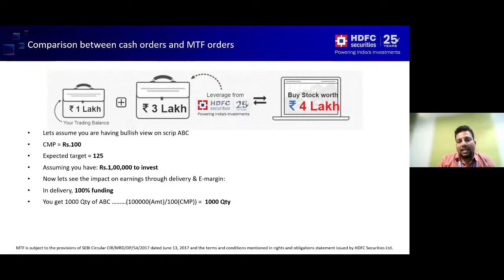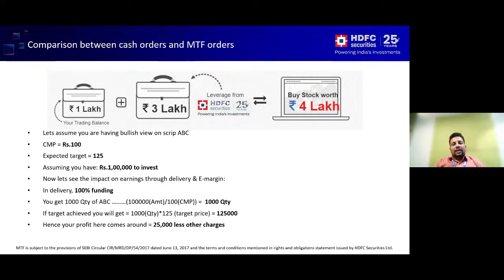The calculation is that 100 is the CMP and 1 lakh is the amount, so the client gets 1000 quantity of ABC. If he gets his target price of 125, the amount goes to 1,25,000. Hence, it implies a profit of 25,000, less other charges. This is the simple calculation when a layman client trades in a layman trading pattern, that is by his own funding.